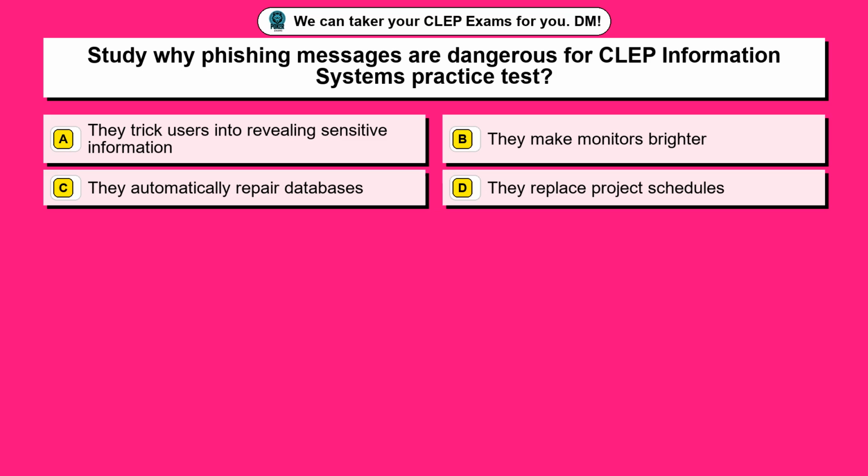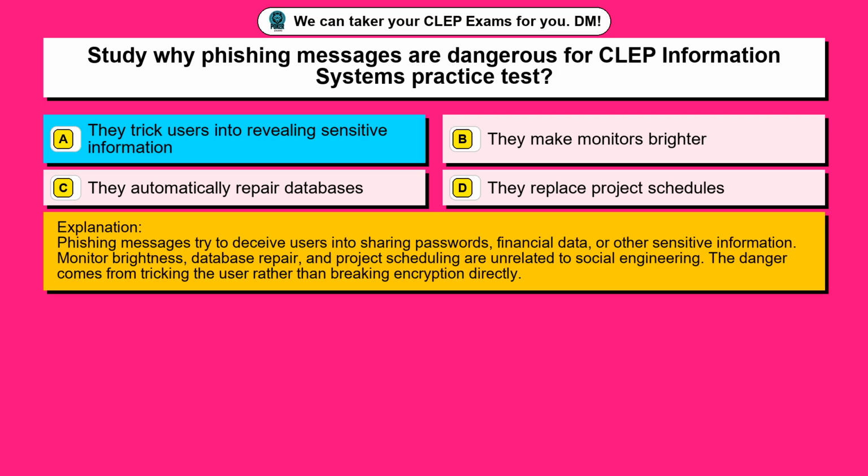Question 45. Study why phishing messages are dangerous for CLEP Information Systems practice test. Option A. They trick users into revealing sensitive information. Option B. They make monitors brighter. Option C. They automatically repair databases. Option D. They replace project schedules. The correct answer is option A. They trick users into revealing sensitive information.